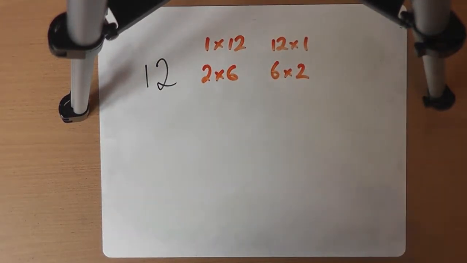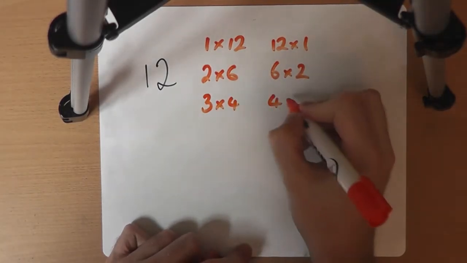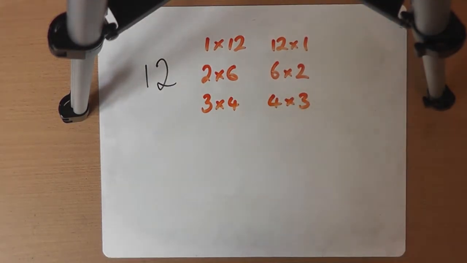Remembering again that times questions can be done in either order, in either direction, it doesn't matter. 2 6s and 6 2s are exactly the same. And we've got one more that we can use. We've got 3 times 4, and in fact, 4 times 3, the reverse. They are the only ways of making 12.